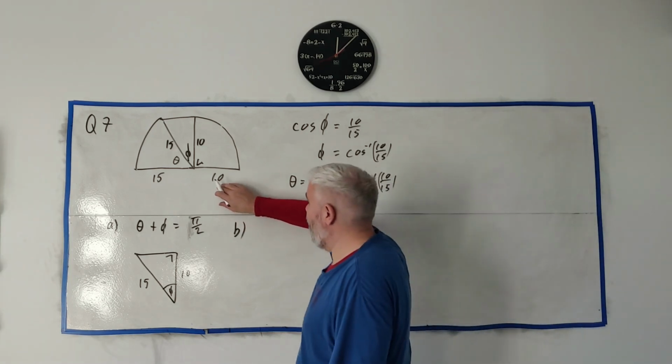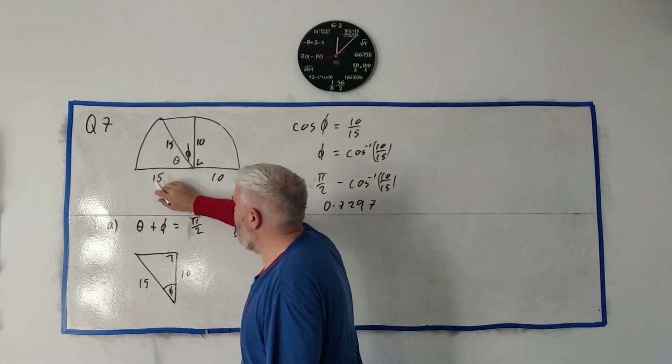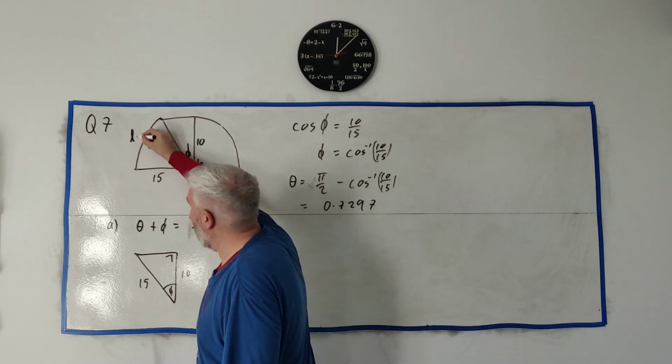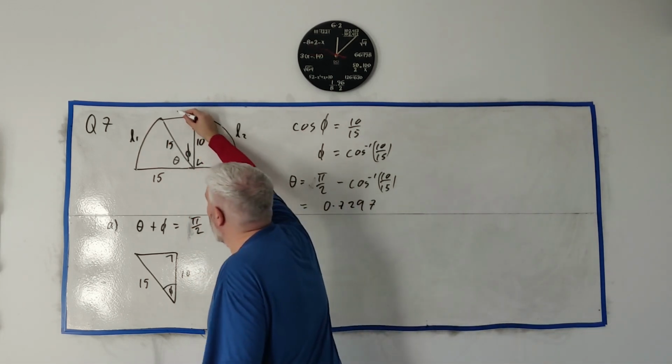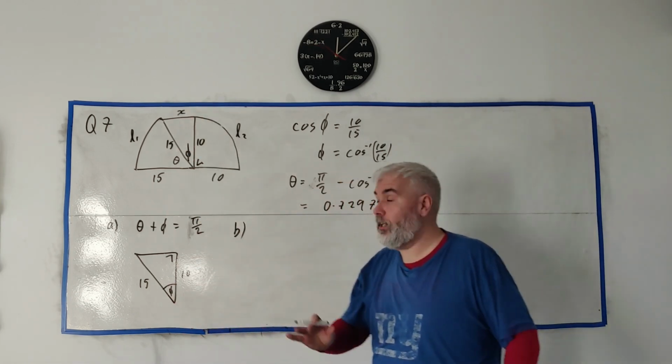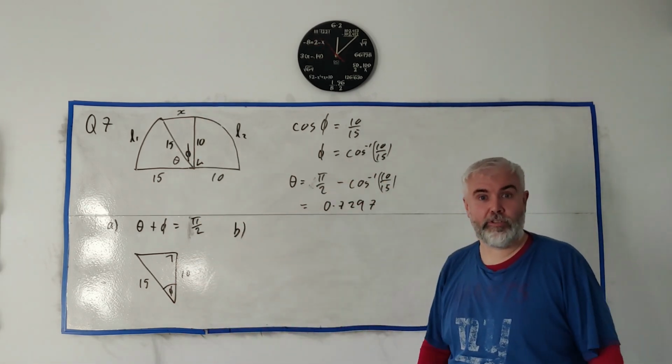We just add up all the lengths. 10 plus 15. What's this length? Let's call it L1 for now. And we'll call this guy L2. And we'll call this guy X. So really we just have to solve all those numbers.